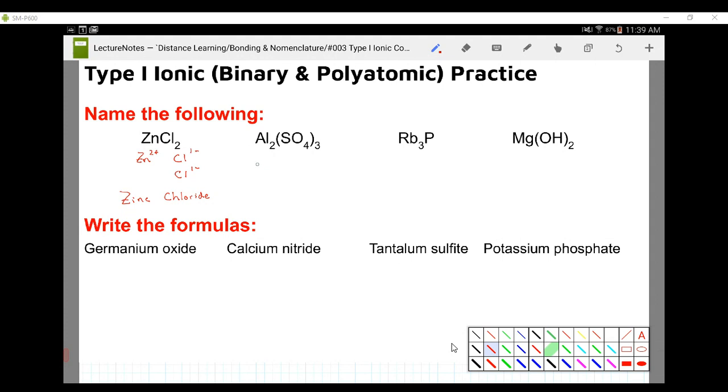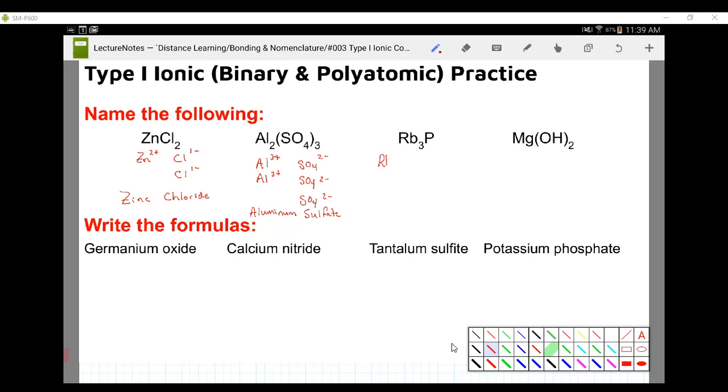In our second example, we have 2 aluminums. They each have a positive 3 charge. We have 3 SO4s. If the aluminums add up to positive 6, then the SO4s must add up to negative 6, so minus 2 on each of those. So if we look up the SO4 on our periodic table, we should have aluminum as the cation and sulfate as the polyatomic anion.